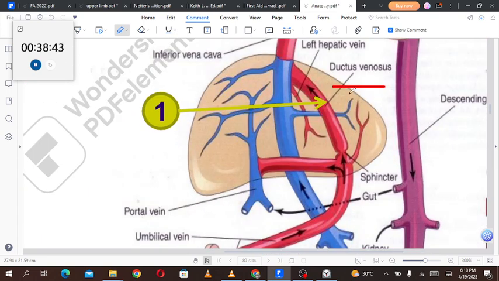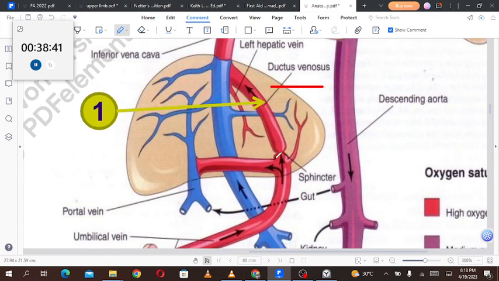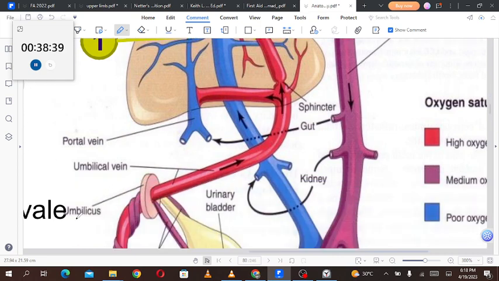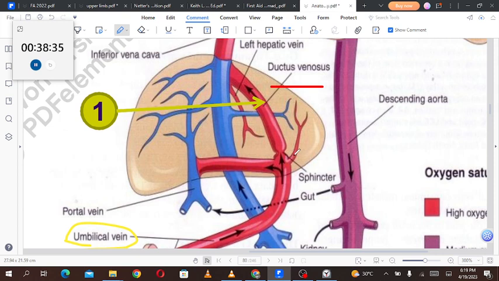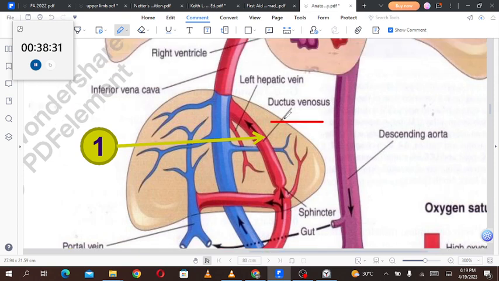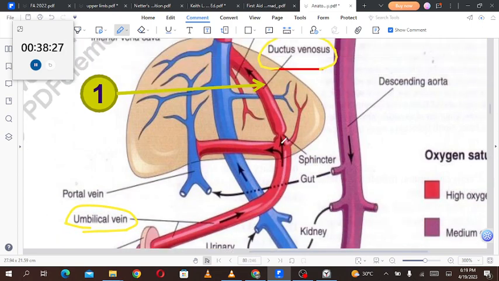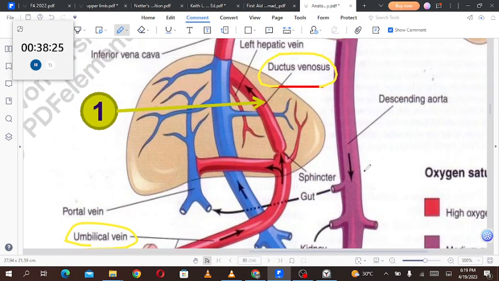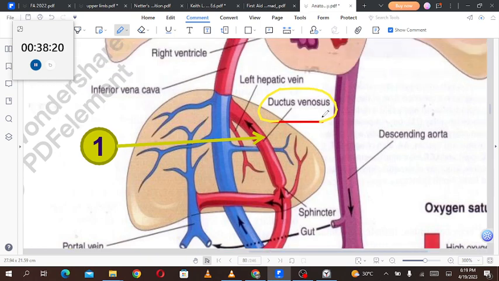So the first one is over here. It is a shunt. Suppose these are the umbilical veins, which are carrying the oxygenated blood. The oxygenated blood is shunted directly into the inferior vena cava by the ductus venosus. Initially the umbilical veins go to the liver, but the vein that shunts the blood from the umbilical vein directly into the inferior vena cava is the ductus venosus.